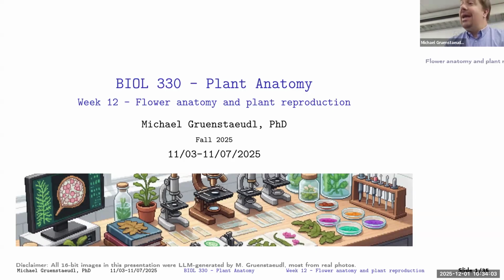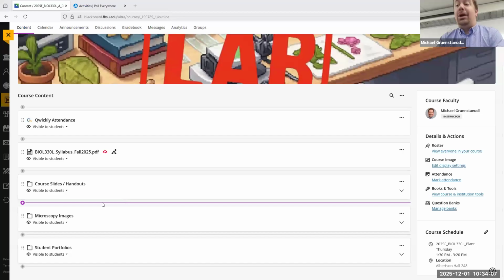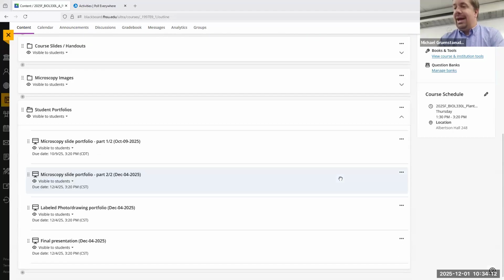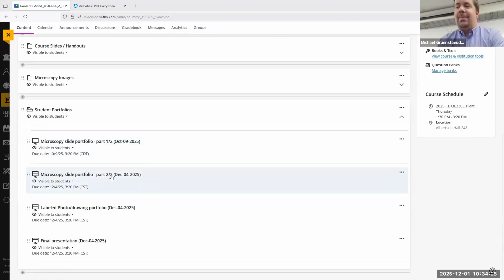But in parallel, I need a few of these things uploaded. So this is why I have created the folder Student Portfolios here. The first portfolio part we did back in October, you might remember, that was before the mid-semester grades, the midterm grades. So that is already done. But these 2 folders, they're still relevant.